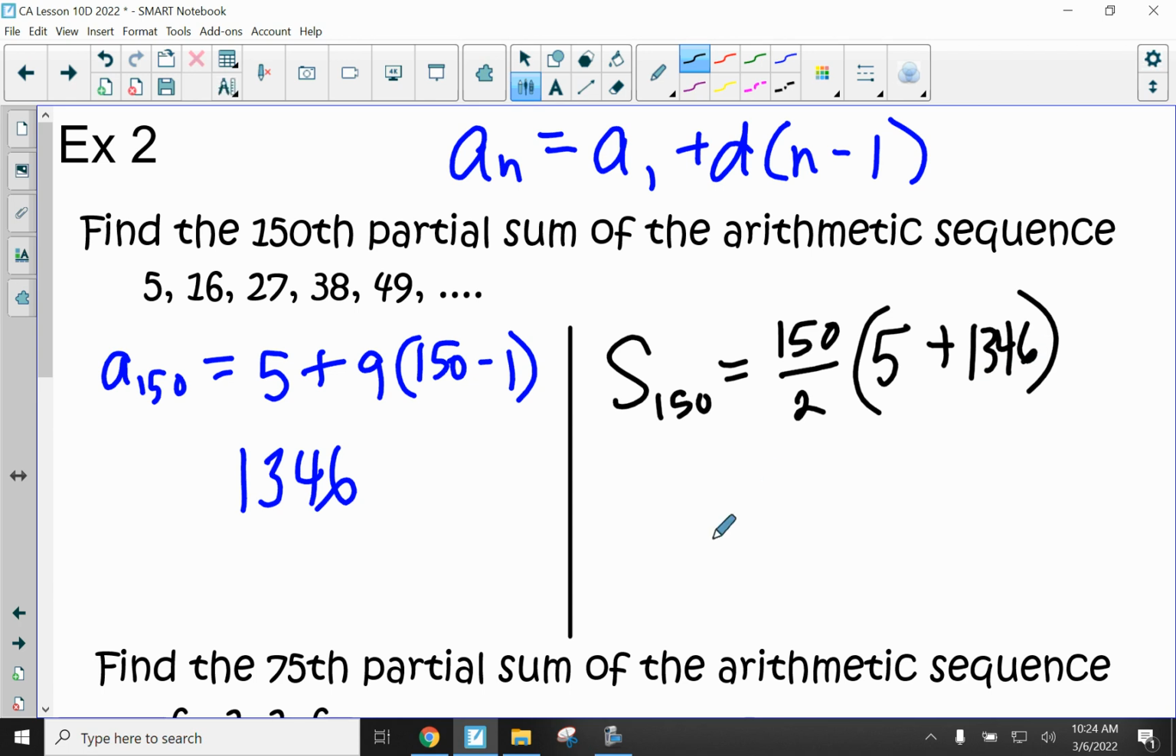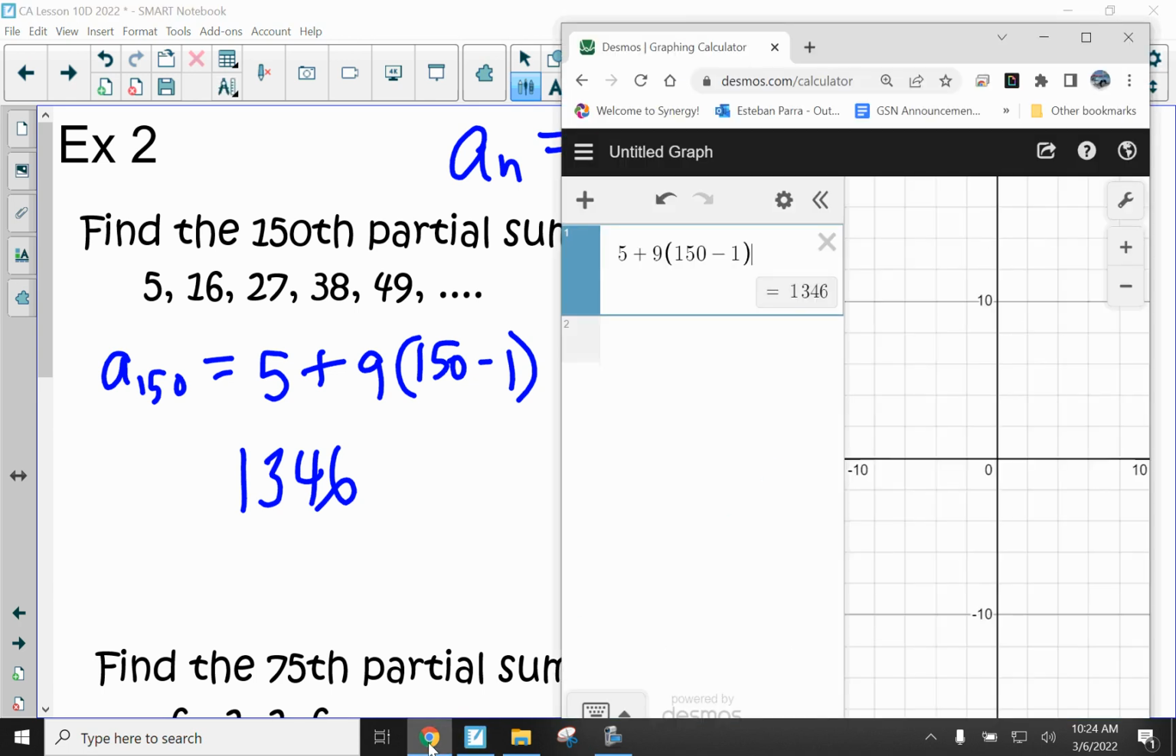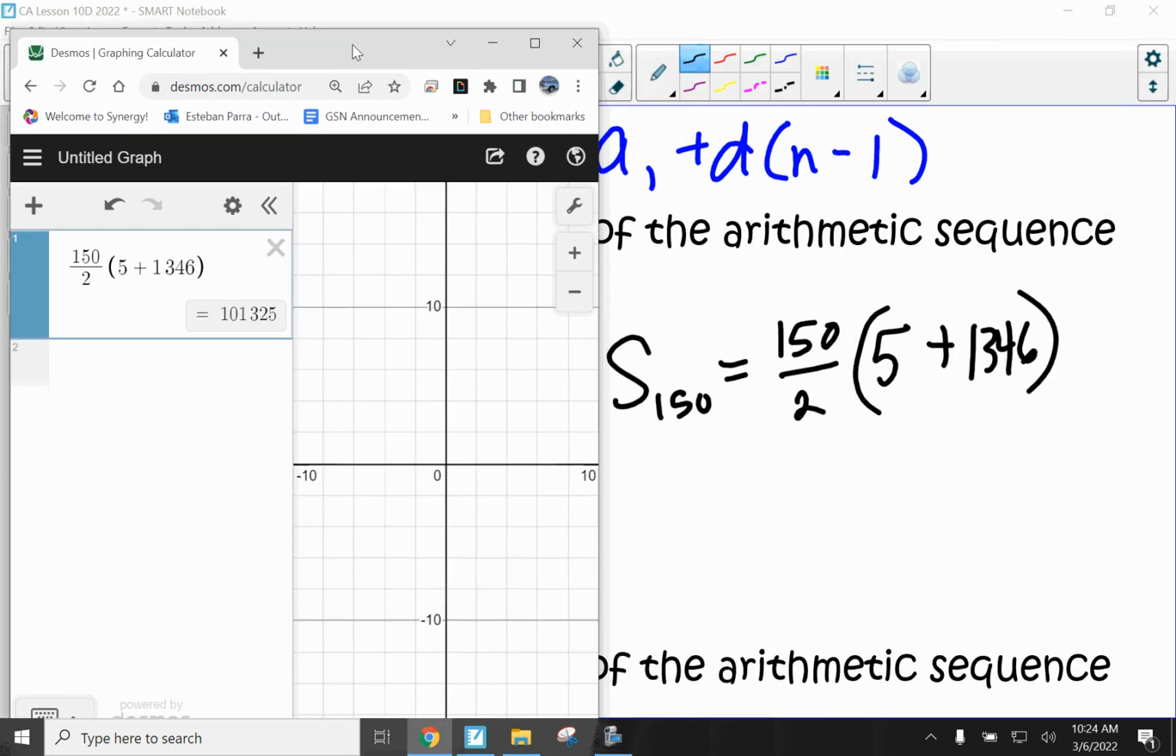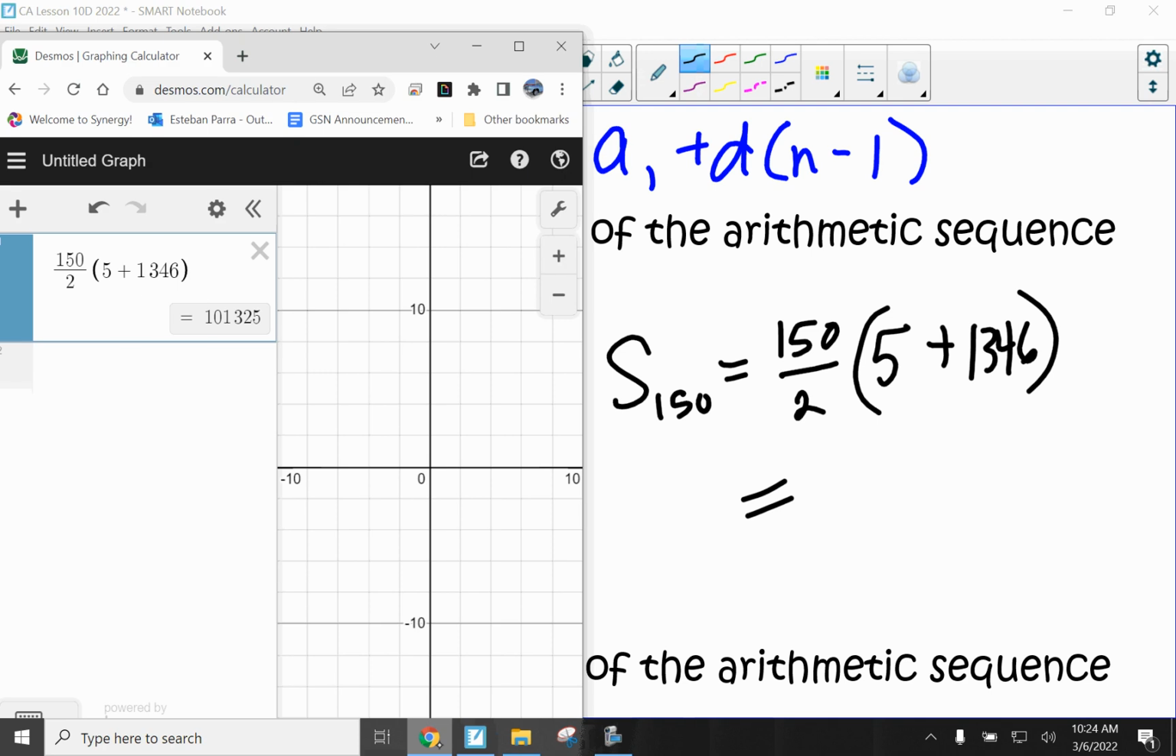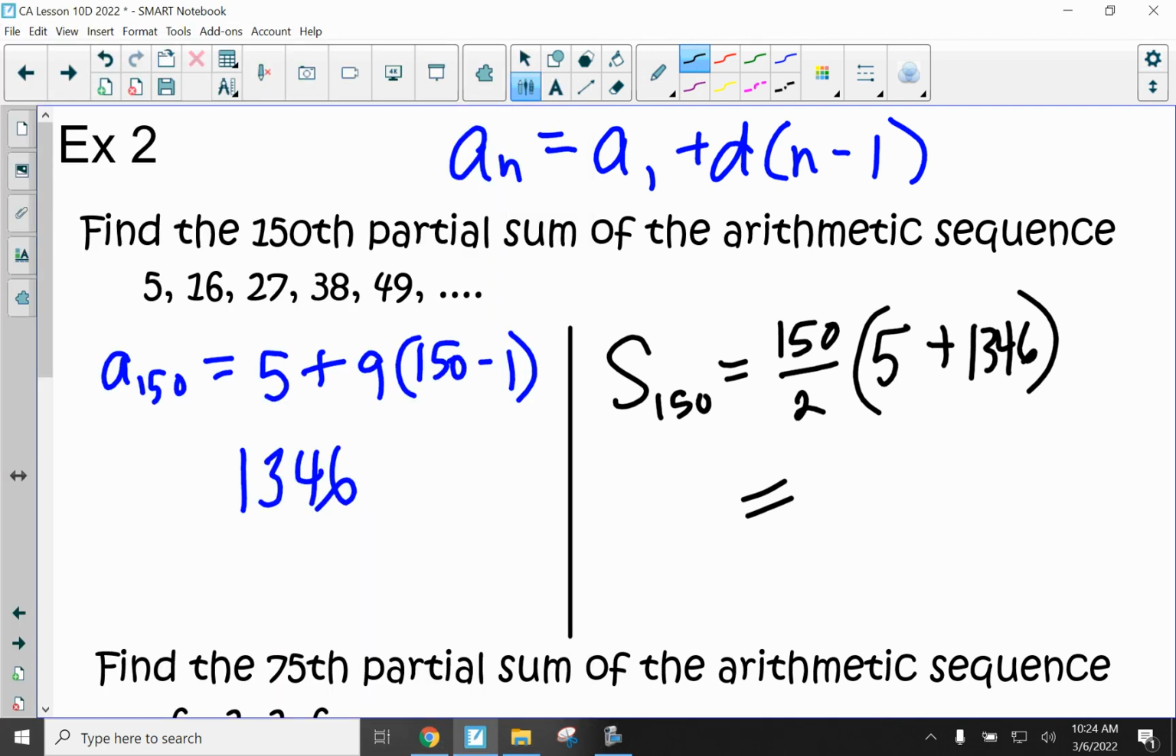So we go into decimals real quick, and let me go ahead and delete this. We're going to have 150 divided by 2, and then we're going to have 5 plus 1346. So if for some reason you run out of time in class today, you could just use decimals at home or on your phone. I forgot what the number was. 101,325. So 101,325 is your final answer.